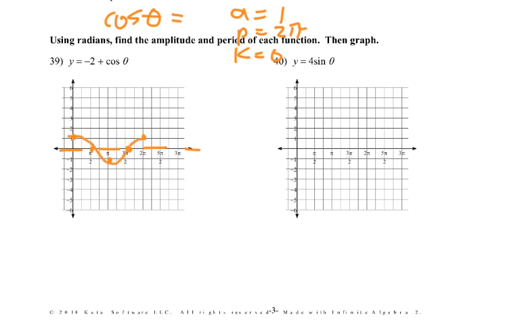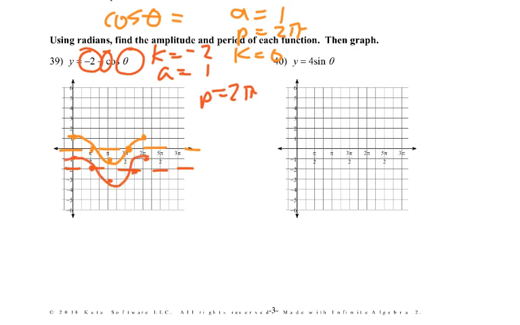There's our parent graph. So how's ours different? Okay, so they have a negative 2 plus here, which means that's our k, negative 2. Nothing in front of the cosine, so amplitude of 1. Nothing right here, no b, so period of 2 pi. So basically the whole thing just shifts down 2. So here's where we start. Amplitude up 1. We end at the same place. In between we go below 1. Then in between, and in between. And there we go.